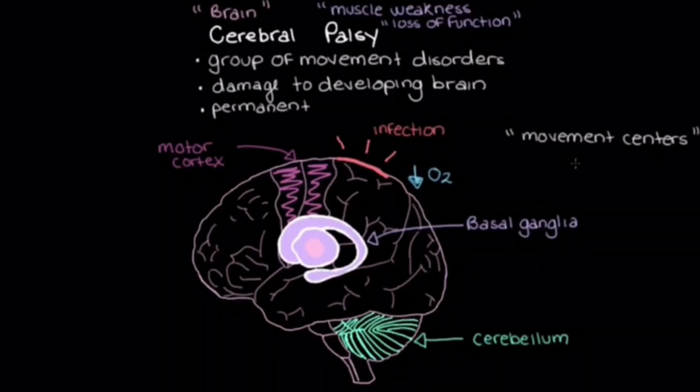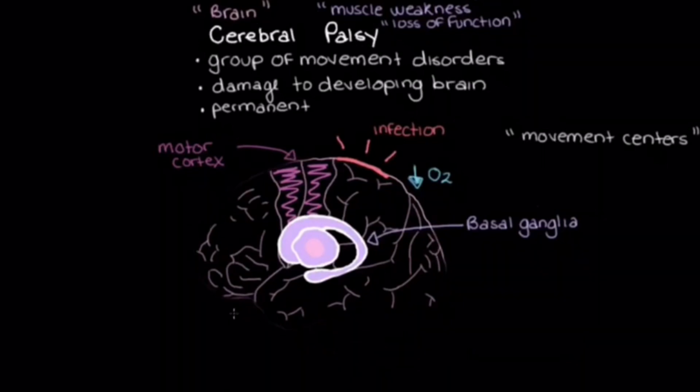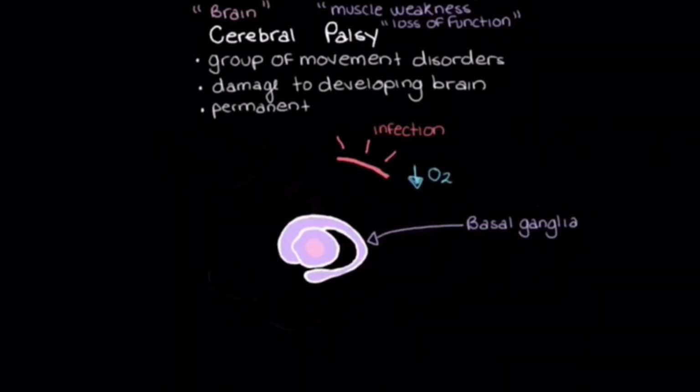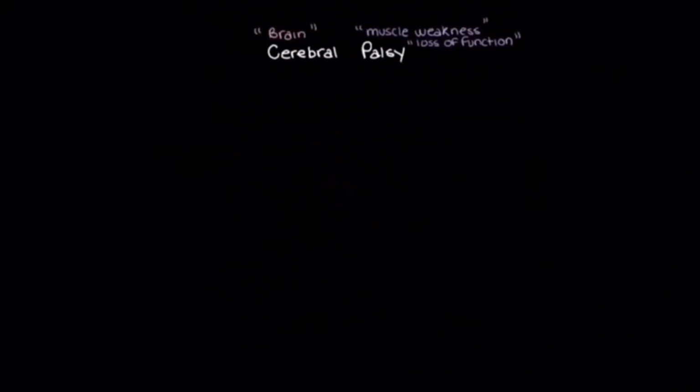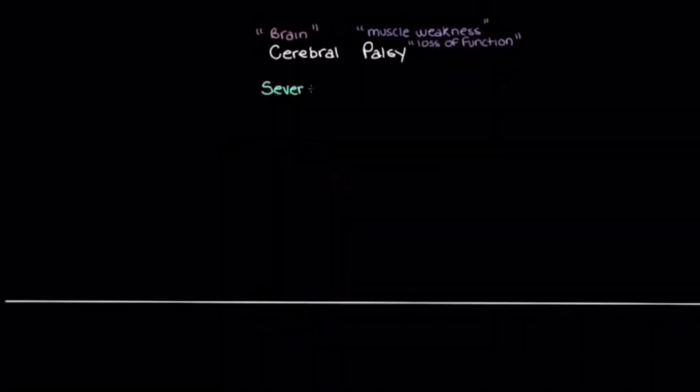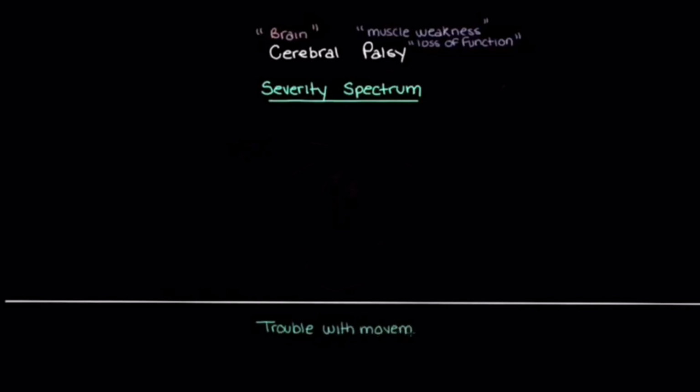So it follows that when either of these movement centers themselves, or the tracts of neurons that they use to communicate with each other and our muscles, are damaged during development, the person will develop problems with their movements, and that's what we call cerebral palsy. One of the interesting issues with cerebral palsy is that the amount of trouble that each person has with their movements can vary a lot between different people. So let's explore this a little further. Let's draw a severity spectrum here for cerebral palsy. The further to the right we go, the more trouble the person has with their movements.